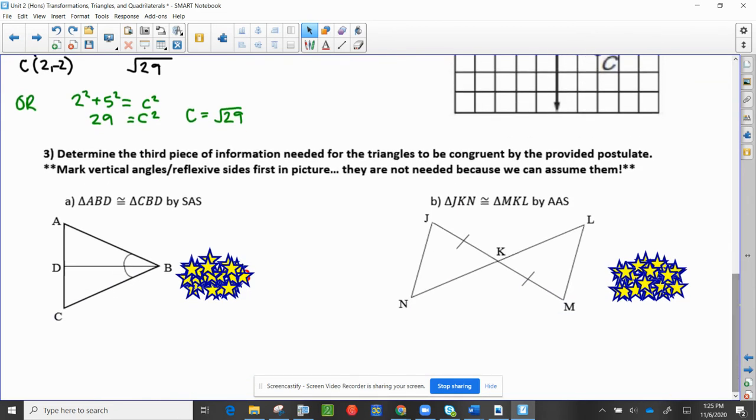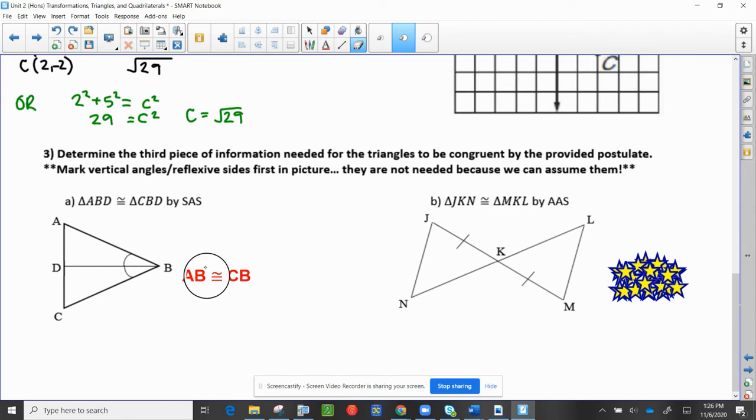On the next couple problems, we're going to determine the third piece of information we need in order to prove congruence by one of our postulates. Remember, vertical angles and reflexive sides are assumed, so you can mark those in your picture. But if I want to prove that triangle ABD is congruent to triangle CBD by side angle side, what extra piece of information do I need to know there?